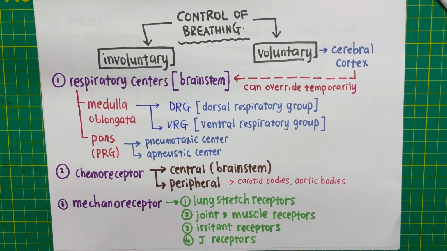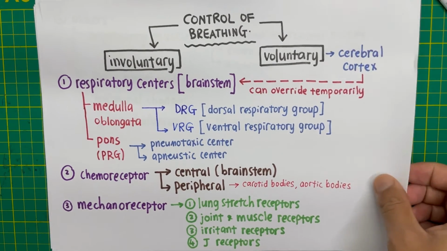We move on to chemoreceptors. Chemoreceptors have two components also. We have central chemoreceptors, which are also at the level of the brainstem, and peripheral chemoreceptors, which are located at the carotid bodies and aortic bodies. Next, we move on to mechanoreceptors. We have four mechanoreceptors in our body: lung stretch receptors, joint and muscle receptors, irritant receptors, and J receptors.